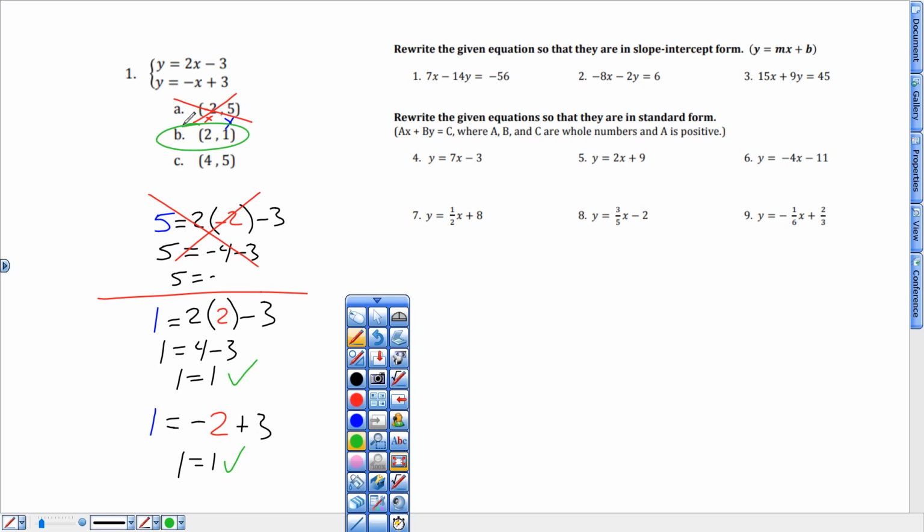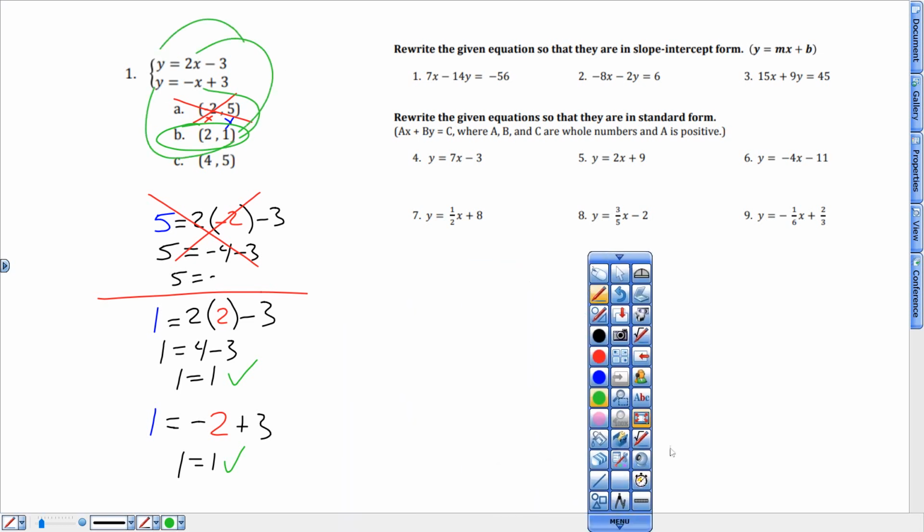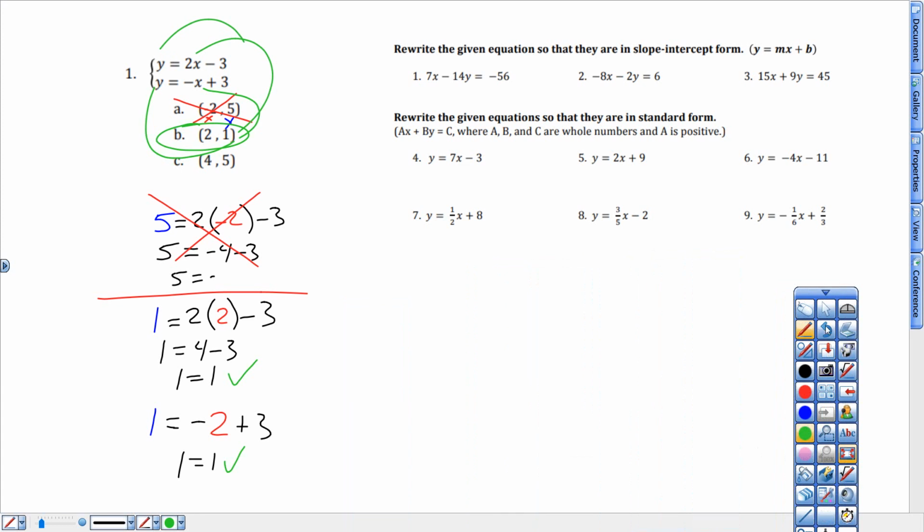That's how you check if a point's a solution. Both have to work. You got to be able to plug that x and y into both to make it work. If it doesn't work in just one of them, right away it's not a solution. It has to work in both. All right, here we go.